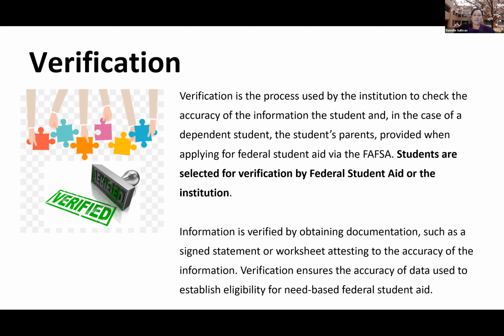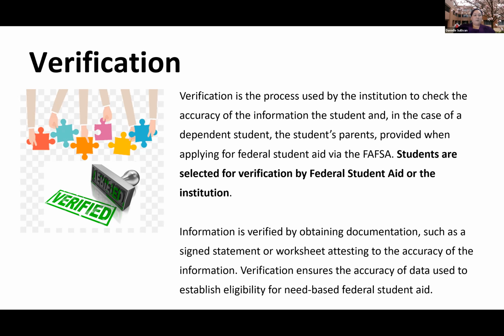Also, it's not an audit. The federal government has a formula that they use to select FAFSAs, basically for quality assurance, to make sure that the FAFSA is actually reflecting the student and parent financial situation. The school is responsible for carrying out the verification, and they will obtain certain documents from the student in order to verify that their FAFSA is correct.